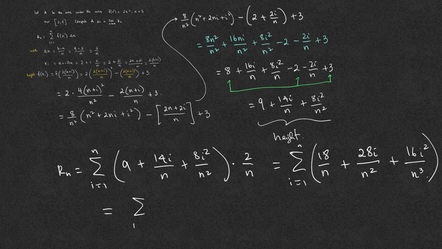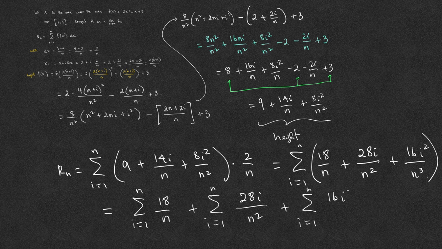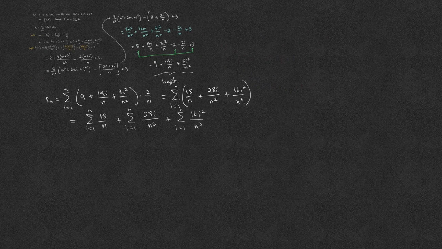The first sum is i goes from 1 to n of 18 over n. The second sum is i goes from 1 to n of 28i over n squared. And the third sum is the sum as i goes from 1 to n of 16i squared over n cubed. And we will evaluate each of these sums individually so that we can simplify the process.